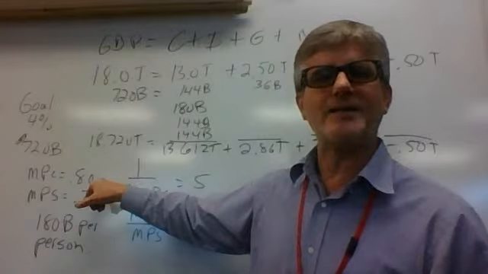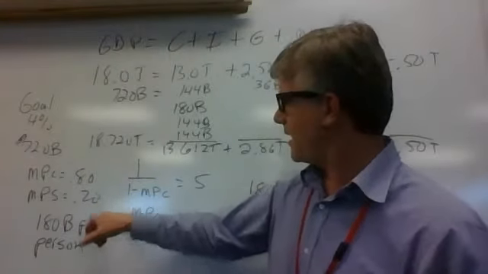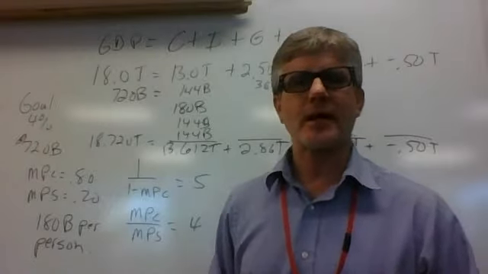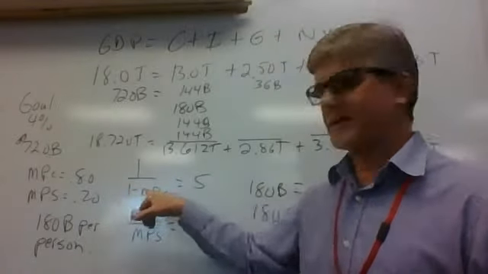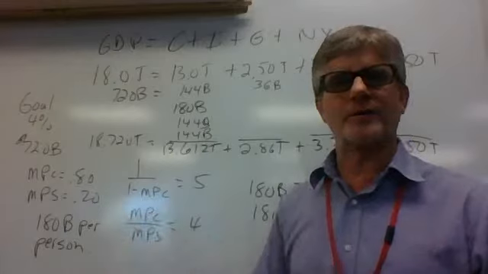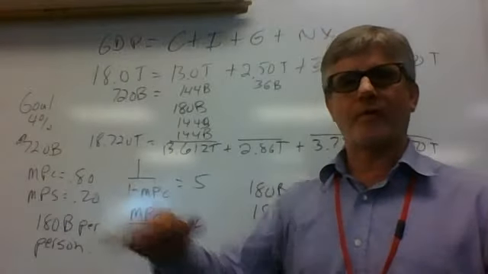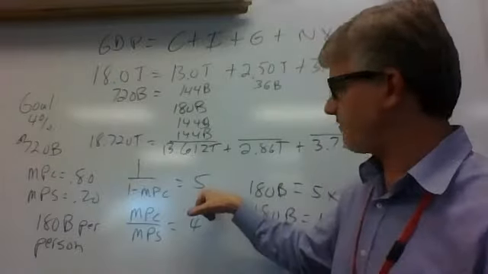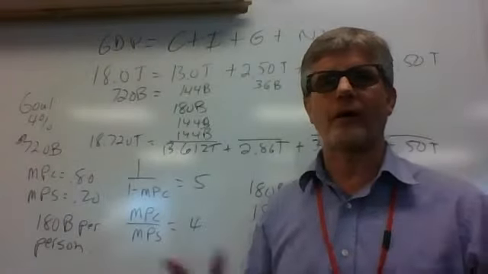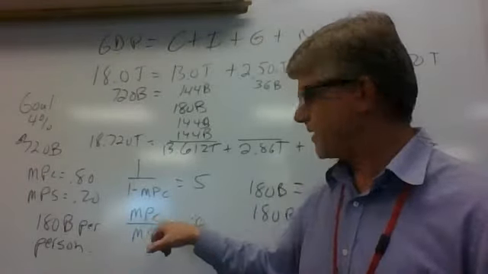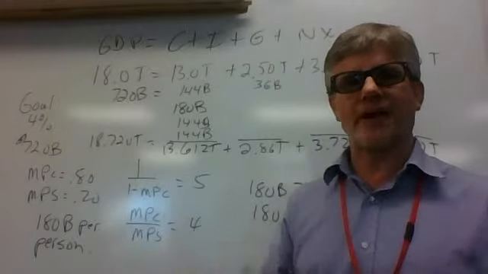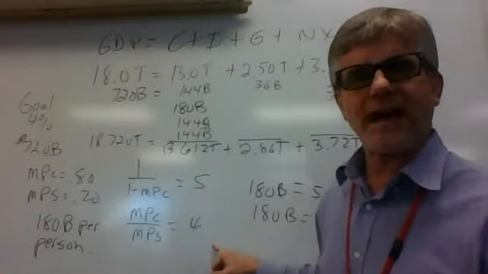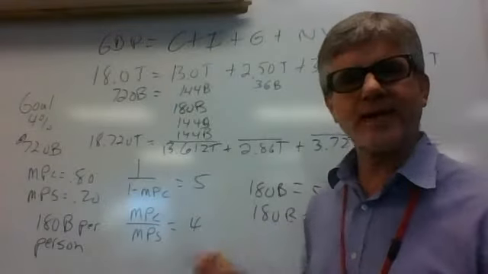So here I've got some calculations. MPC is 0.80. MPS is 0.20, because 1 minus MPC is MPS. So I come up with the formula 1 over 1 minus MPC. Plug in all the numbers: 1 over 1 minus 0.80 equals 1 over 0.20, which equals 5. This is what we've been playing with all week long. And then MPC at 0.8 divided by MPS at 0.2 is 4. So 5 is my government spending multiplier, and 4 is my tax multiplier.